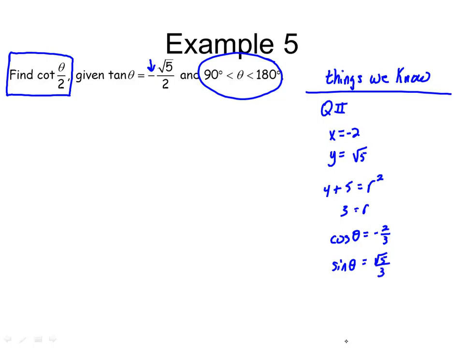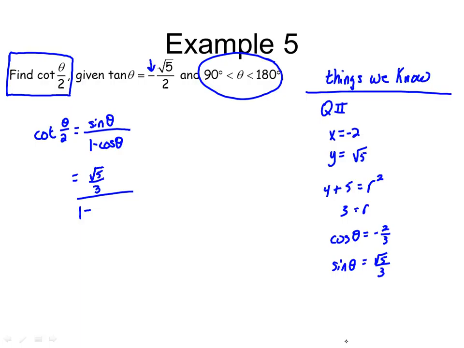Now, let's go back to what we're trying to find. Cotangent of theta over 2. Let's write down the formula. Look at the formulas. And it doesn't matter which one you use. You can either use sine u over 1 minus cosine u, or you can use 1 plus cosine u over sine u. Either way, it's going to get you the exact same answer. Go with whichever one you want to deal with. I'm just going to go with the first one first. So sine theta over 1 minus cosine theta. Do you know what sine theta is? Over 1 minus. Do you know what cosine theta is?